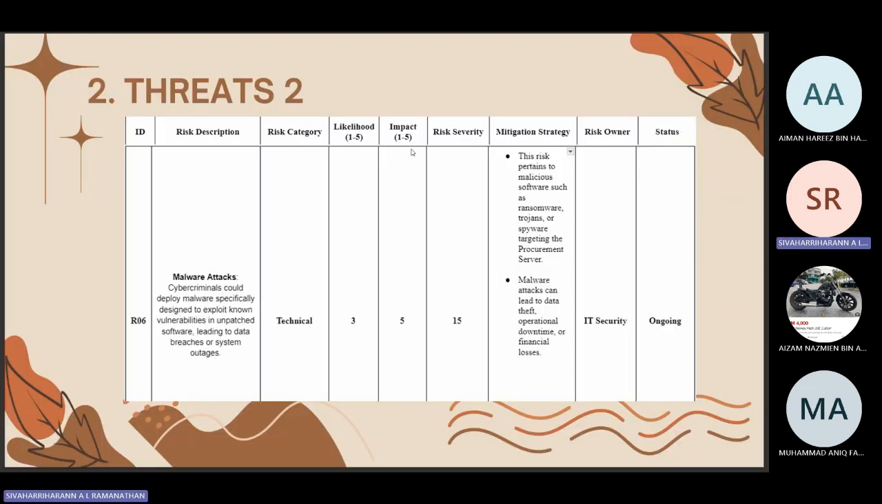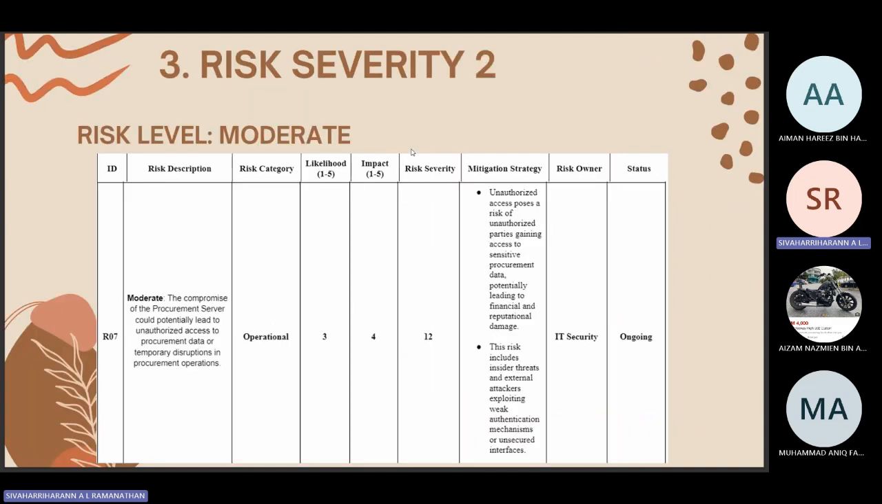So for the threats, which is malware attacks, cyber criminals may deploy malware targeting the procurement server. Mitigation involves advanced endpoint protection, robust email filtering, regular cybersecurity training, and maintaining up-to-date backups. So the risk category is technical, likelihood is 3, impact is 5, risk severity is 15. Risk owner is IT security, status is ongoing. So for the third part, which is vulnerability, the risk level is moderate, which is unauthorized access to procurement data that can lead to financial and reputational damage.